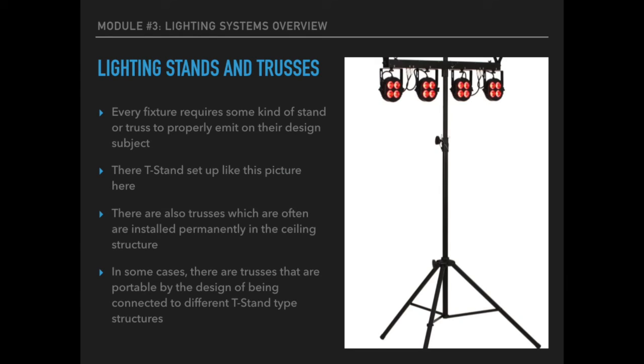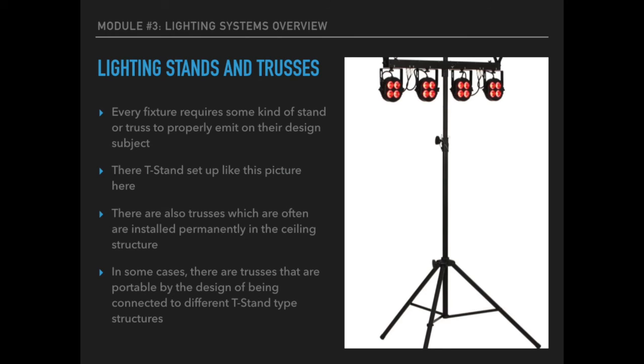Next, it's important to talk about lighting stands or trusses. These lights have to have some kind of stand to be set up on to properly emit their designed subject and to be able to hit the exact location you're trying to hit. Sometimes you can set these on the ground or in certain positions for backlighting, but typically 90% of the time you need to have it on some kind of truss or some kind of system.